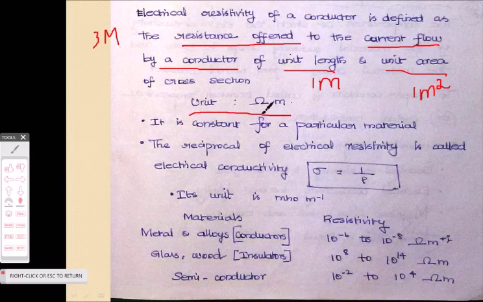The unit is ohm m. It is a constant for a particular material. It is constant. The reciprocal of the electrical resistivity is called electrical conductivity. Its unit is mho meter inverse. So we have to know what are all the resistivity for various types of material. For conductors, the resistivity is between 10 power minus 6 to 10 power minus 8. For glass and wood, it is found to be 10 power 8 to 10 power 14. Semiconductor 10 power minus 2 to 10 power 4. See, the conductors have lowest resistivity and the insulators have highest resistivity.